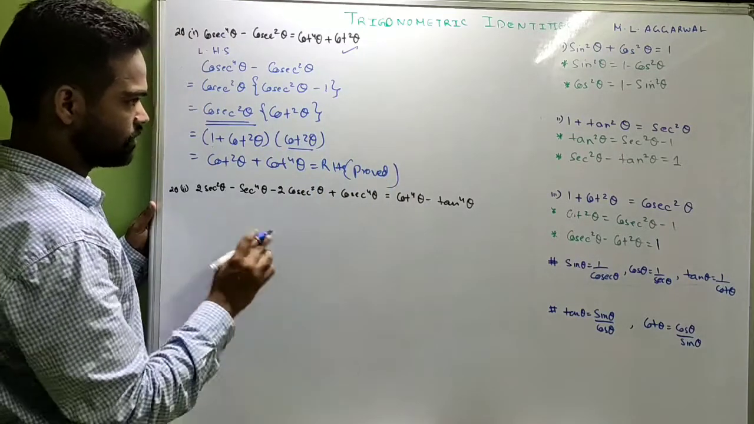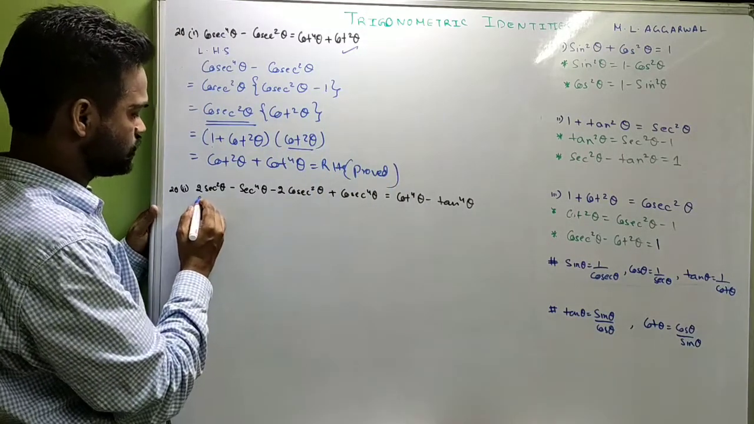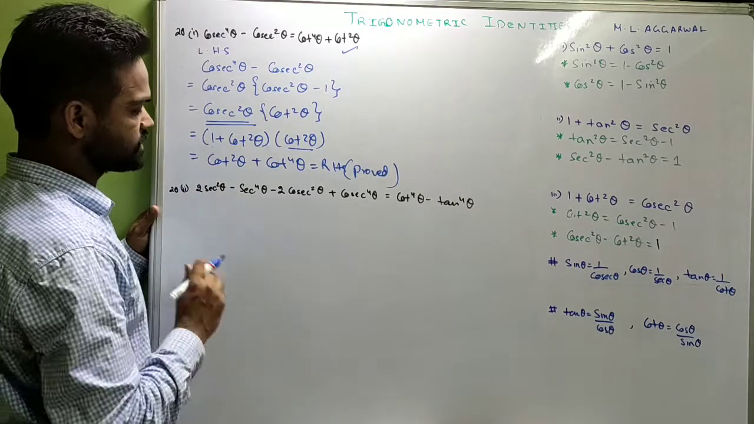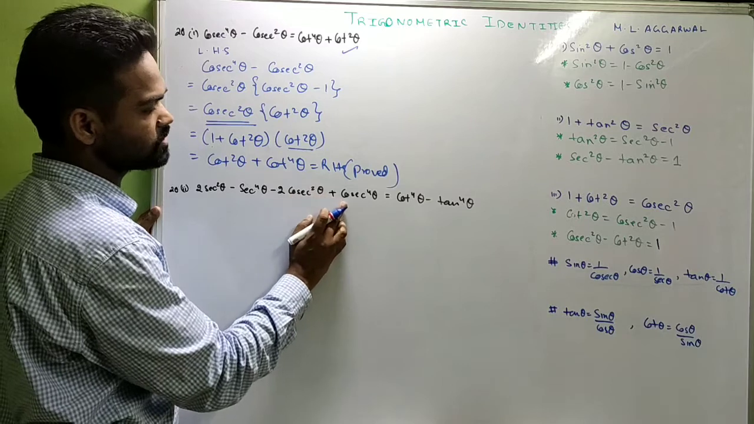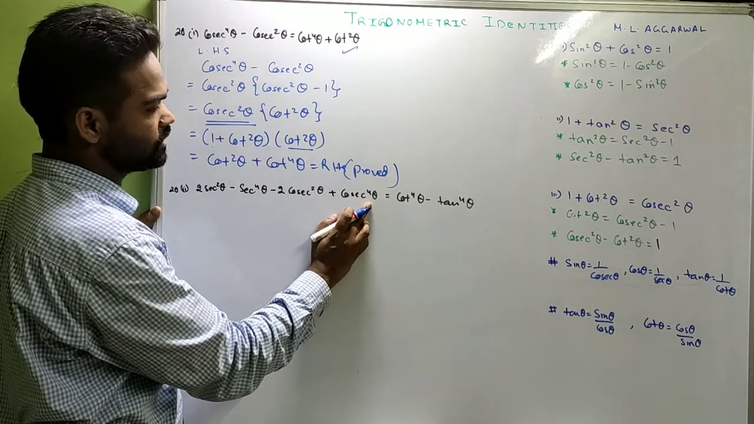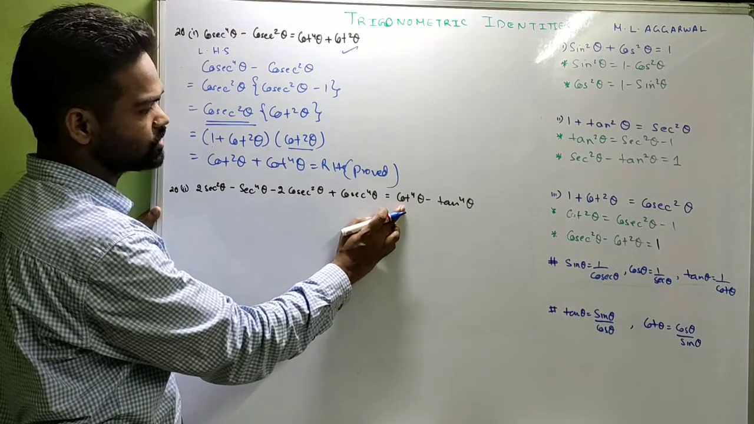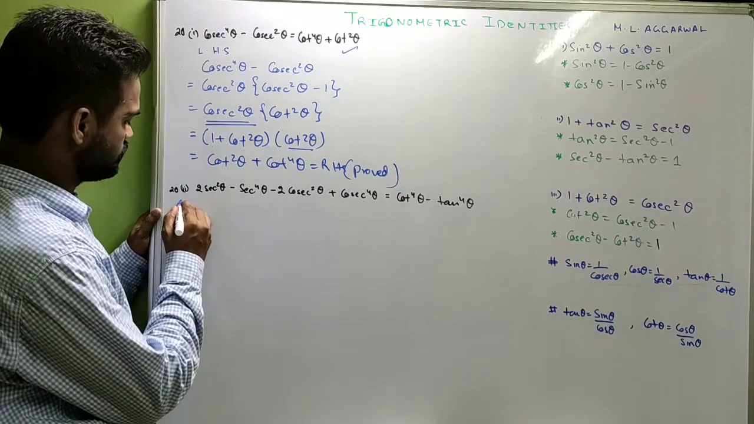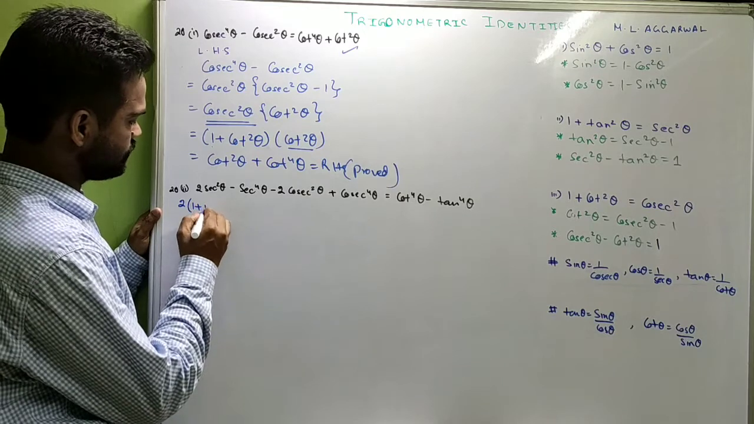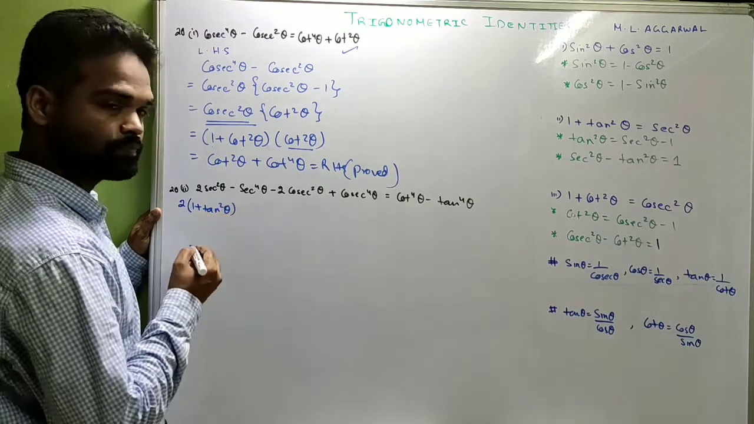Clear? Now look at this. Very interesting. Prove that 2 sec square theta minus sec to the power 4 theta minus 2 cosec square theta plus cosec to the power 4 theta is equal to cot to the power 4 theta minus tan to the power 4 theta. Now what I'll do, 2 sec square theta is nothing but 1 plus tan square theta.